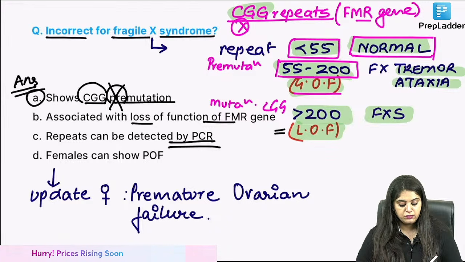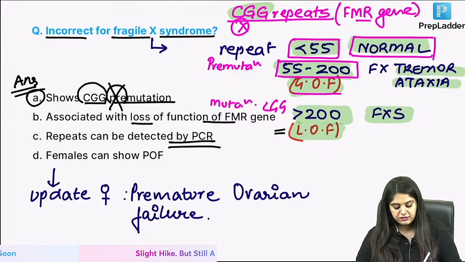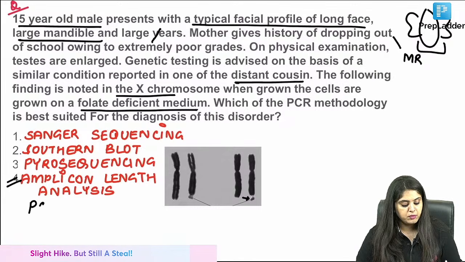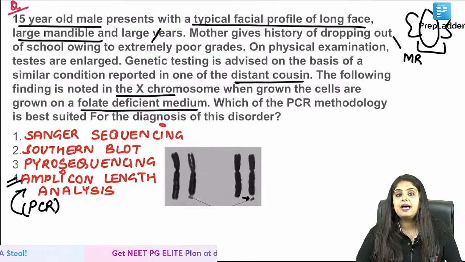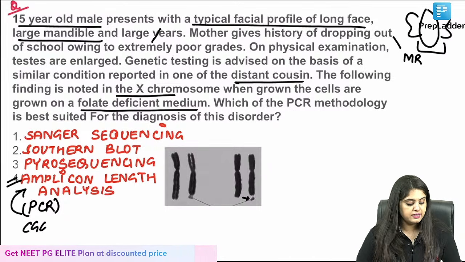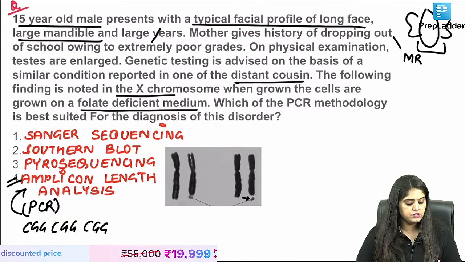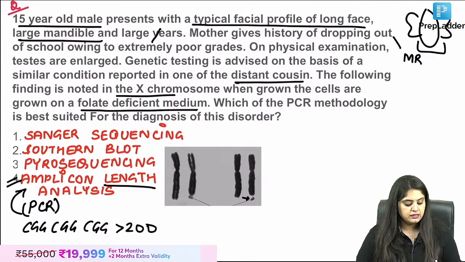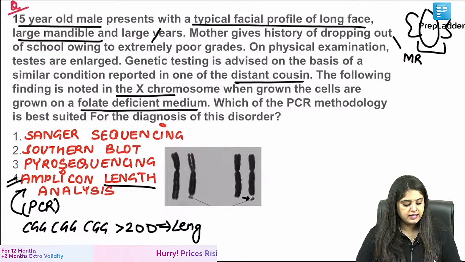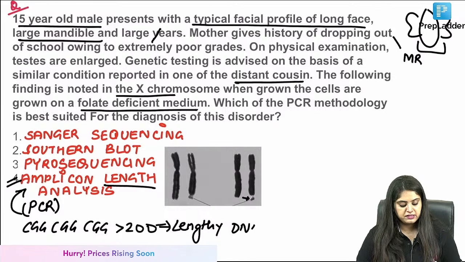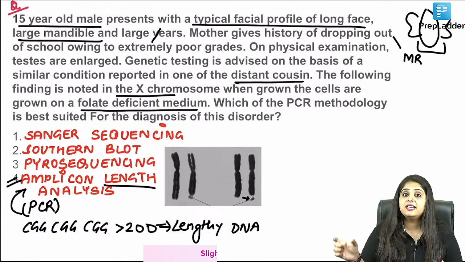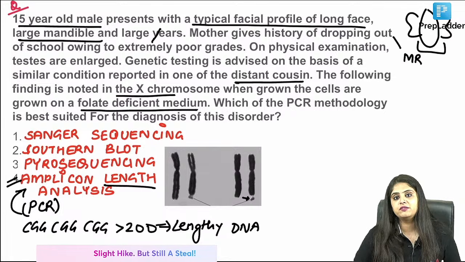Can they be detected using PCR? That is the question that I asked you. Yes, they can. Which kind of polymerase chain reaction is used? Amplicon length analysis. Just think, lengthy DNA, CGG, more than 200 times. This is going to make the DNA very, very lengthy. For lengthy DNA, which is the PCR that we use? Amplicon length analysis type of PCR is what we are going to use.